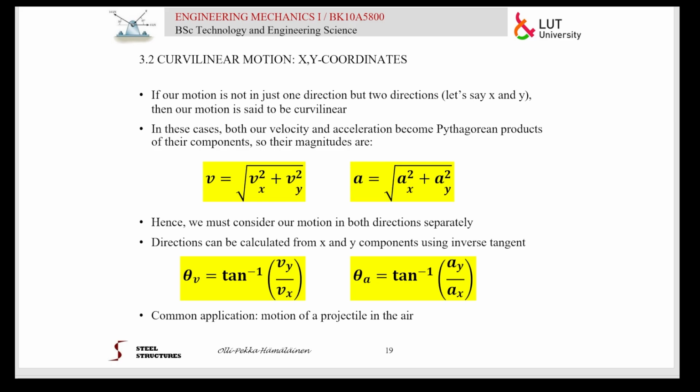Now, if I have a velocity and acceleration that has two components, I now know how to calculate the resultant of that velocity or acceleration by using the Pythagorean theorem, which is presented like this. And again, these are in yellow because they are given to you in the exam, or they are going to be available to you when solving the exercises or the exam.